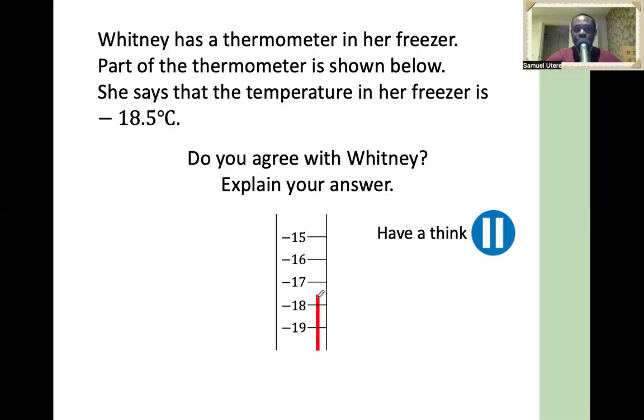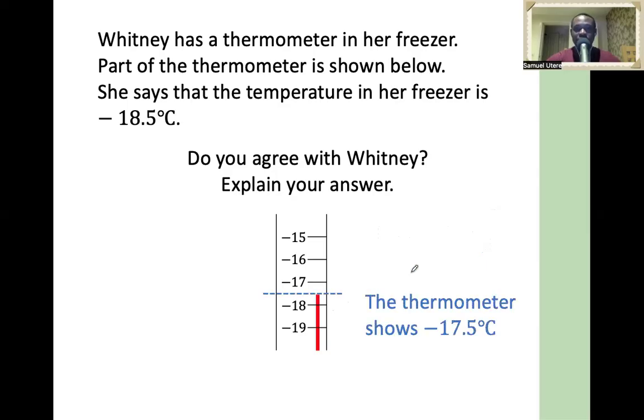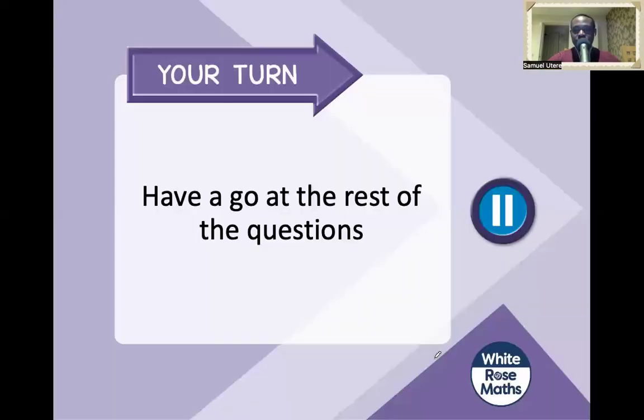Remember, these numbers are bigger than the numbers here. So negative 15 is bigger than negative 16. As you go further down, you're going to be using numbers that would normally look bigger. So that is negative 16.5, negative 17.5. Negative 18.5 should be here. So she is wrong. Our answer is actually negative 17.5. Pause the video and answer the rest of the questions.